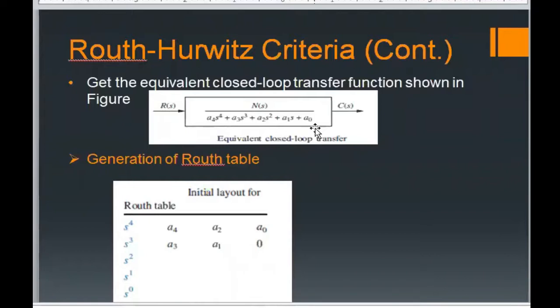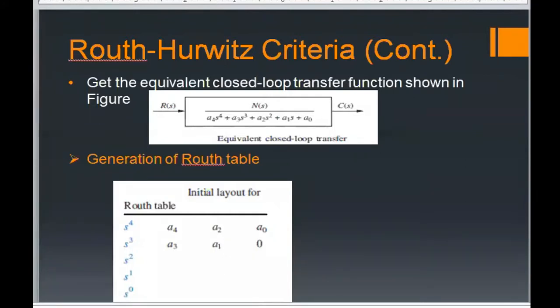In the denominator, we just write a polynomial. Let's say it's of degree 4. So the highest power of s is 4, then s cubed, s squared, s, and s to the power zero. And a4, a3, a2, a1, a0 are basically the coefficients associated with those s values. That's a general way of writing, for example, a polynomial of degree 4.